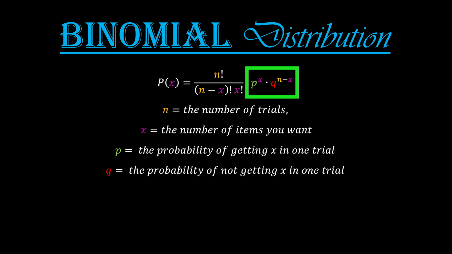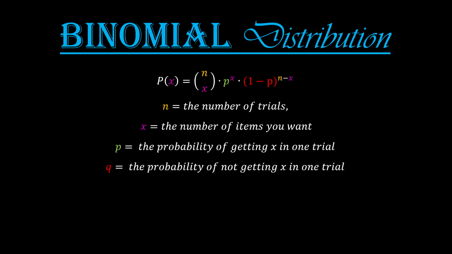The second half of this equation represents the multiplication rule for n trials. And the first half of this equation represents all the different ways that we can arrange those n items. Q is the complement of P, so oftentimes the equation is written like this. You may also see this notation for the first term, which is read n choose x.